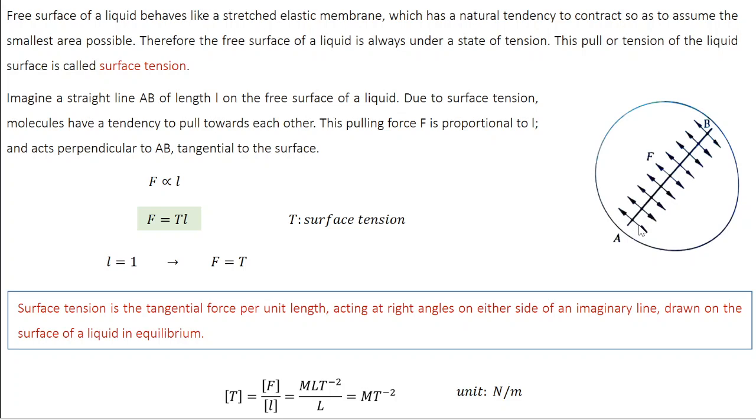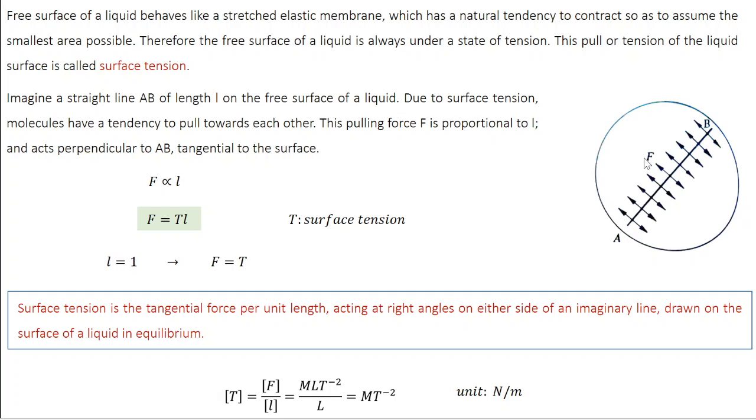That's how you contract a surface, right? You reduce the distance between every point possible, right? So the molecules on the right side will attract the molecules on the line. Similarly, the molecules on the left side also will try to attract this molecule. So in other words, the molecules on line AB experience a pulling force towards right as well as left.